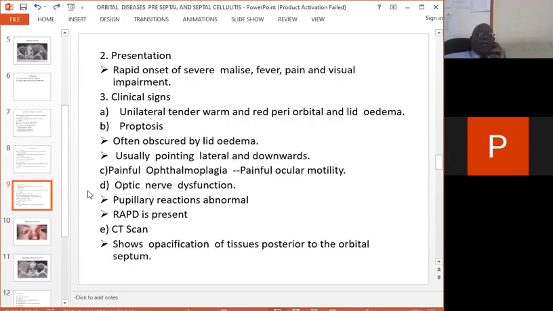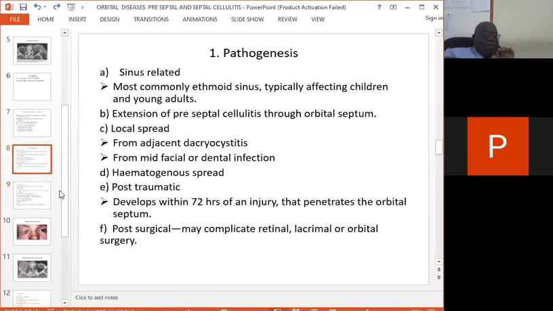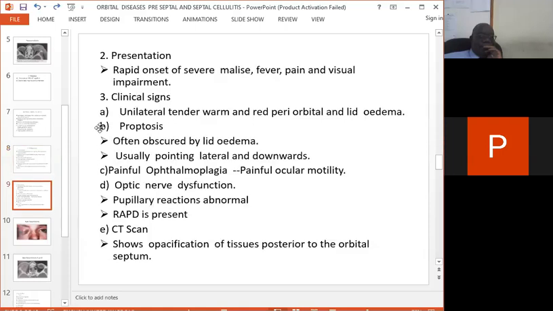Presentation: you have rapid onset of severe malaise, fever, pain, and visual impairment. Visual impairment is because the infection is now actually in the orbit. There will be compression of muscles and compression of the optic nerve. That's why you have that visual impairment. Pain, compression, fever, because it's an infection which is there.